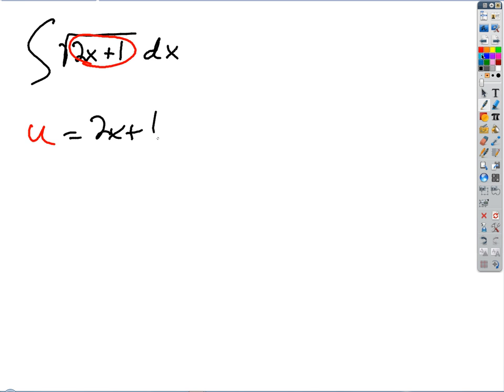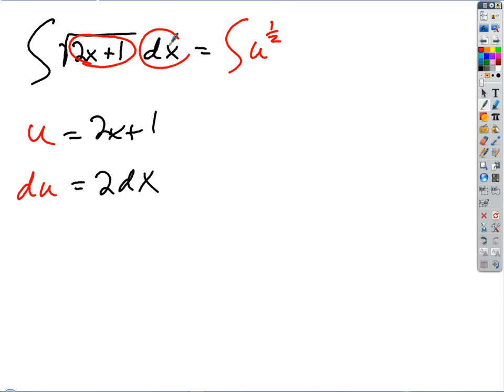Okay, so then if we differentiate, what is du equal to? 2 dx, good, okay. And everybody agree? Okay, if we make our substitution then, what do I end up with? Square root of u, which I might as well go ahead and just write as a power. u to the 1/2, and then the dx, 1/2 du, if I solve for dx, right?